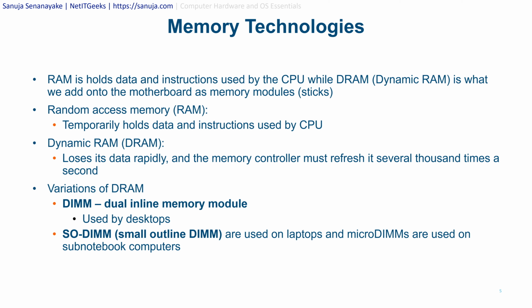Random access memory, shortened RAM, temporarily holds data and instructions used by the CPU. So the RAM within the CPU is basically going to hold data and instructions that will be used by the CPU for processors, temporarily, just like a DRAM. The dynamic RAM or DRAM loses its data rapidly, and the memory controller must refresh it several thousand times a second.